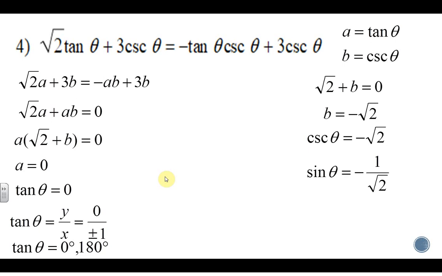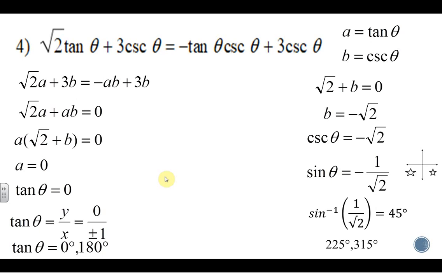B is the reciprocal of sine. So you can do whichever way you want, depending on what calculator you have. So sine is negative in both the third and fourth quadrant. Always plug the positive into the calculator. 45, boom. Reference angle. 180 plus 45 and 360 minus 45. Those are your two answers for that one.